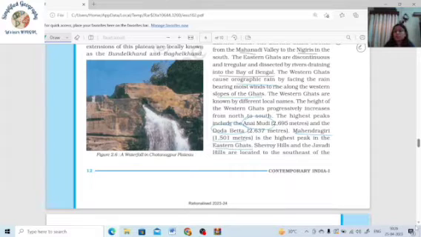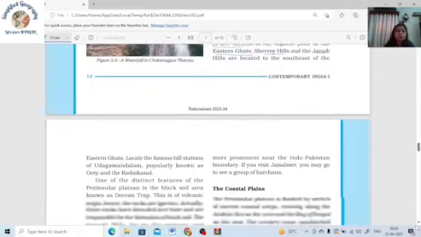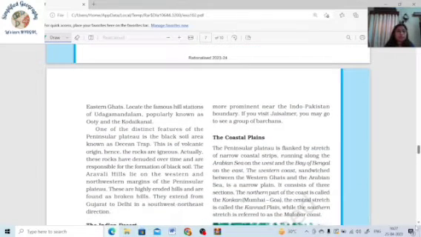So the highest peak of the Western Ghats is Anaimudi, and the highest peak of the Eastern Ghats is Mahendragiri. Shevaroy Hills and Javadi Hills are located in the southeast of the Eastern Ghats. Udagamandalam, popularly called Ooty, and Kodaikanal are the most visited places.